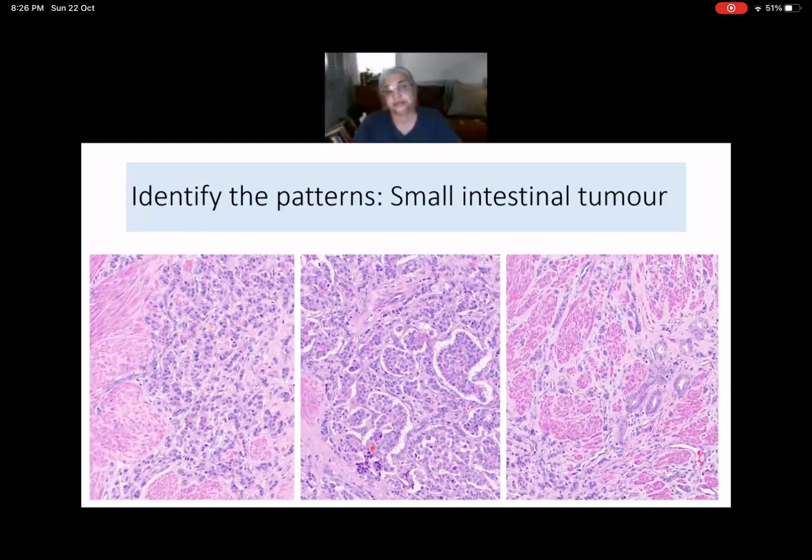Okay, now identify these patterns. Pratibha, are you there? Yes, ma'am. She's gone? All right. Come on, Sudesh. Tell me, what is this pattern? Cords. Yes, cords. Very good. There are cords here. What is this?